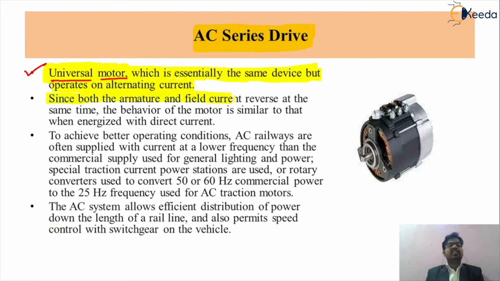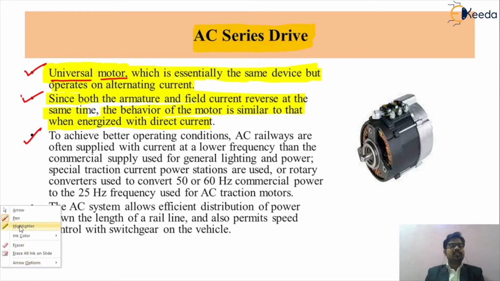Since both the armature and field current reverse at the same time, the behavior of the motor is similar to that when energized with a DC current. This universal motor gives you two properties. The first property: if you want to use the AC series motor as a DC series motor, we just have to change the supply. If we are using the DC supply, then obviously the AC series drive will be used as a DC series drive, and it will give you the various advantages of the DC series drive. That's why these AC series drives are preferred in most types of traction purpose.